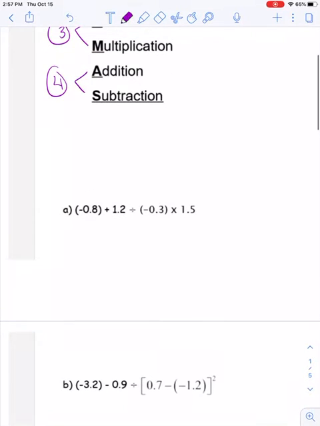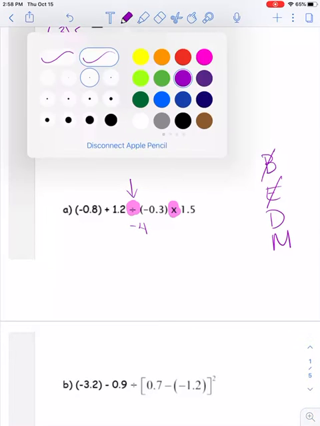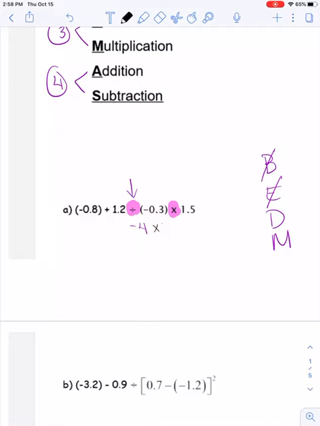First example. So I'm looking for brackets. Are there any brackets? No. Are there any exponents? No. I'm going to be looking for division or multiplication, going left to right. So over here I have a division and I have a multiplication. I'm doing whichever comes first. We're going to be doing 1.2 divided by -3, which gives us -4. To not make any mistakes, we're going to rewrite the rest of the equation.